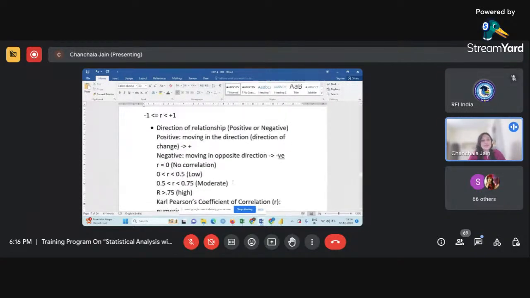Because if I say the value of R is between -1 to +1, that means it is in terms of percent. If I say it is maximum 100%, right? So if I am saying the relationship between two variables is 0.78, that is 78% relationship is existing between the two variables, right? That is the strength of the relationship between the variables. Similarly, if the sign is positive, we can say the direction is plus or positive, right?